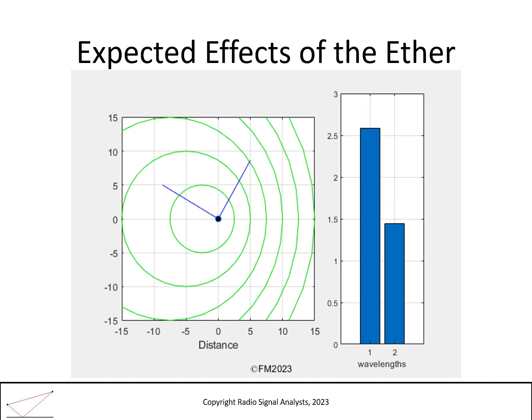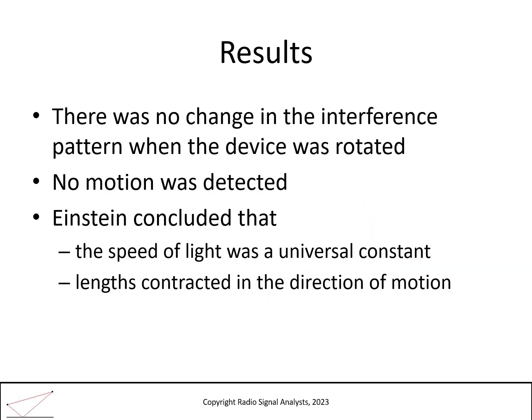Because the number of waves per unit length was different in each direction, the interference pattern should change as the interferometer was rotated. When one of the arms is moving in the direction of motion, more waves should be measured. Fewer waves should be measured when one of the arms is in the opposite direction. The pattern on the screen did not change when the device was rotated. The test failed to detect any motion through the ether.